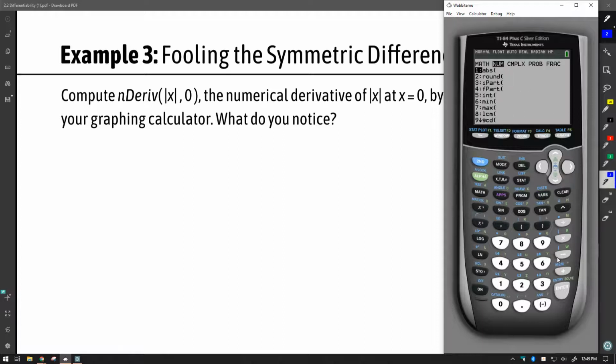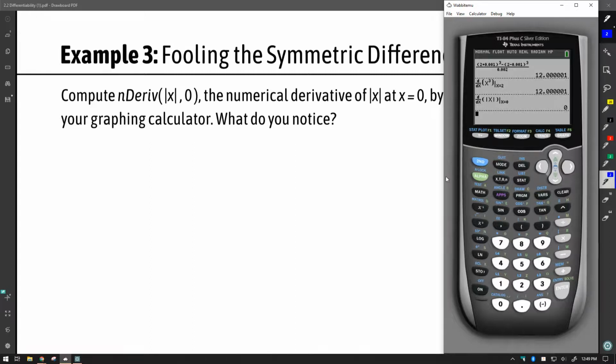And we want the absolute value function. So over to number and then option 1 of x. And we want to calculate this derivative at x equals 0. Let's hit enter. And this says the derivative is 0. And we know for a fact this function is not differentiable there.